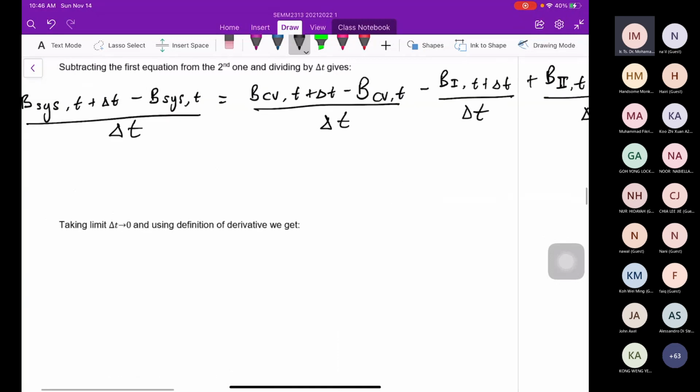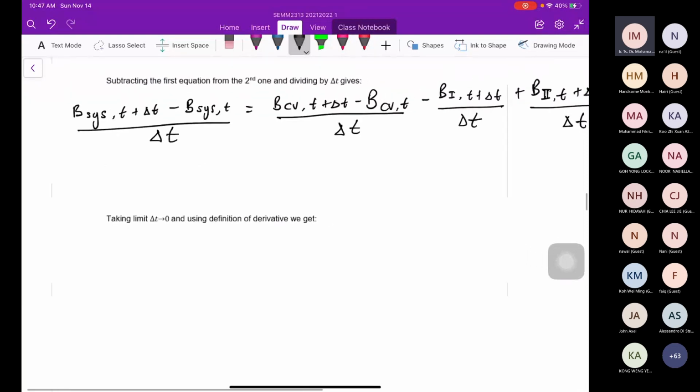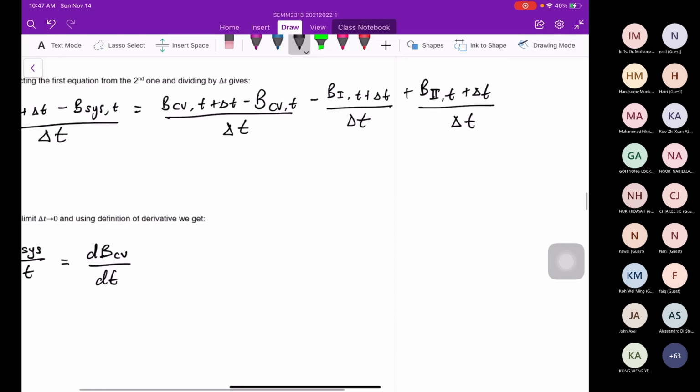Alright. So taking the limit, delta t approaching 0 and using the definition of the derivative, we will get the derivative of B of the system over dt. Okay, we simplify, because this is the change, minus, right? So the difference equal to the difference, equal to d B of control volume over dt. And this one, just minus B. This is over time, we put dot as the rate.